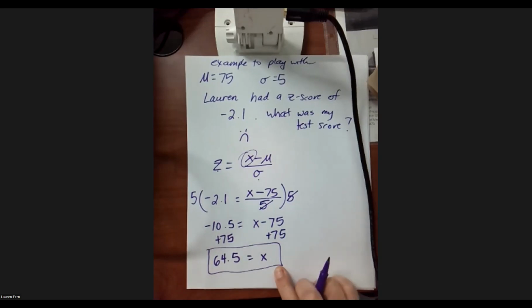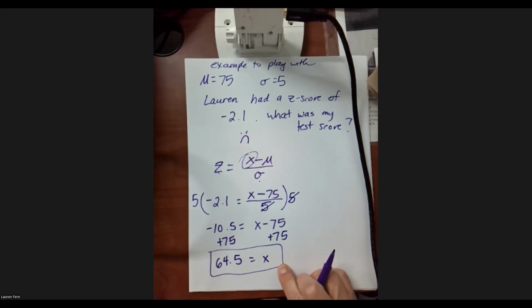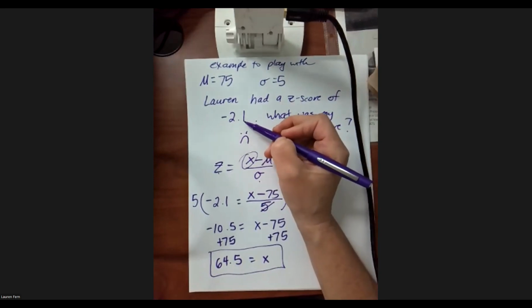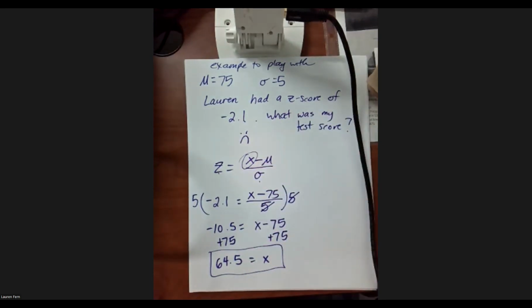Now in my own class, this is actually okay. It's a 65, right? Rounded, it's 65. And in my class, 65 or better is a C. So even though I scored 2.1 standard deviations below the class average, I still edged out a C.